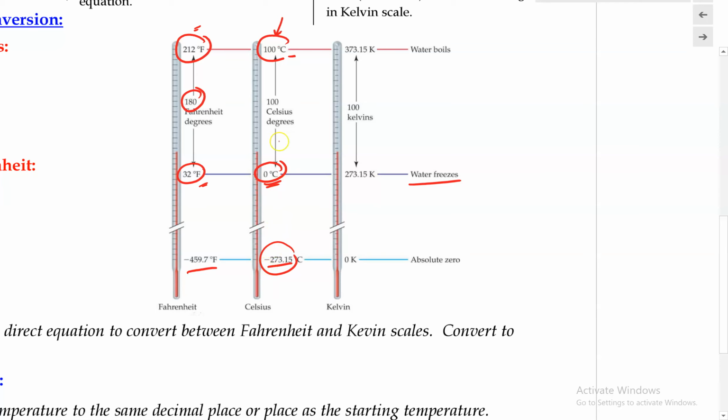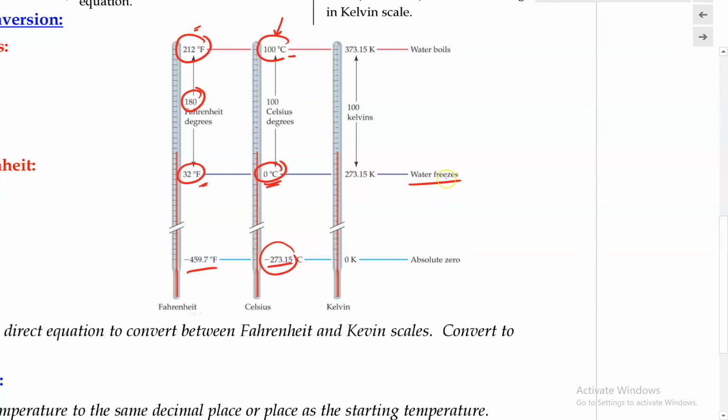But the scaling in the Celsius scale is actually pretty good, and we like that. However, we don't like the negative temperature in the Celsius scale. So that is the reason why the Kelvin scale was established, to basically get rid of the negative temperature, to avoid the problem in mathematical equations.